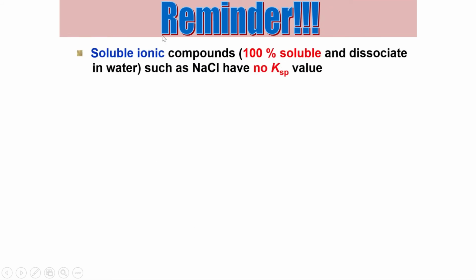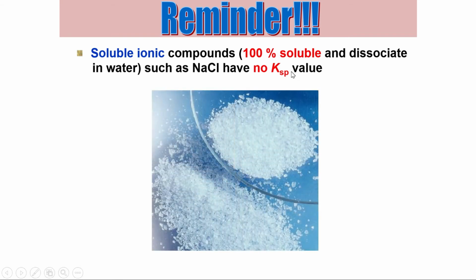Mind that soluble ionic compounds, which are 100% soluble and dissociate in water, such as NaCl, have no Ksp value. Why? Because no equilibrium exists between a solid solute and the soluble ions. When the salt is 100% soluble, there is no solid solute in the solution. Therefore, it has no Ksp value. Bear in mind, Ksp value is only valid for slightly soluble ionic compounds.